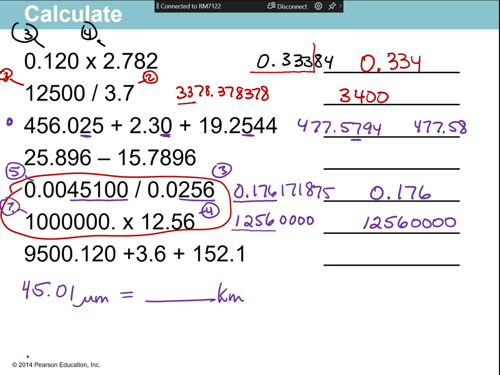25.896 minus 15.7896. Just doing the math, I come out with 10.1064.